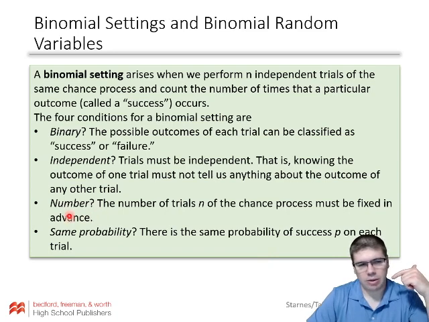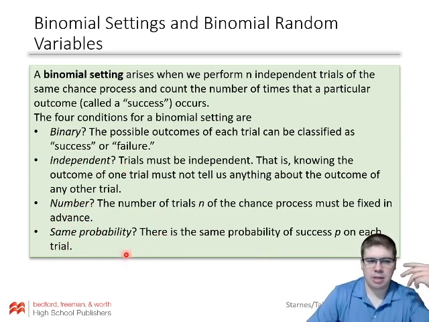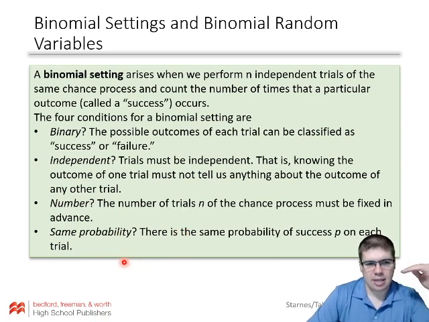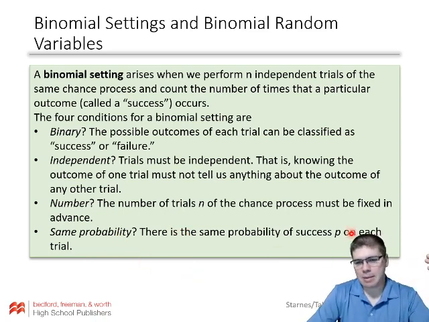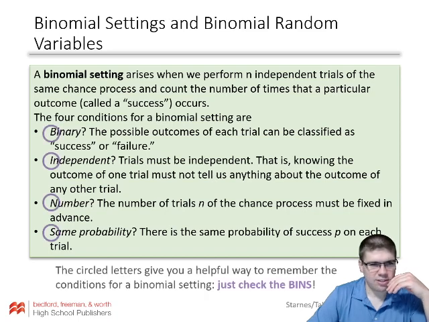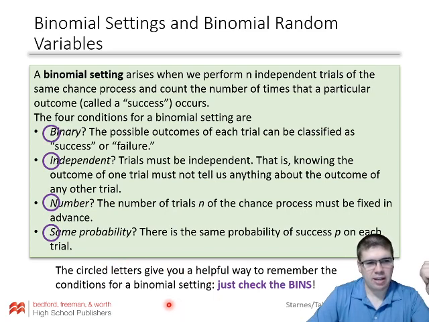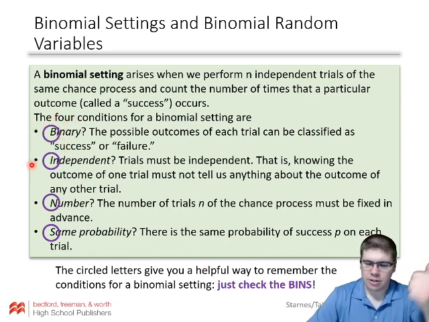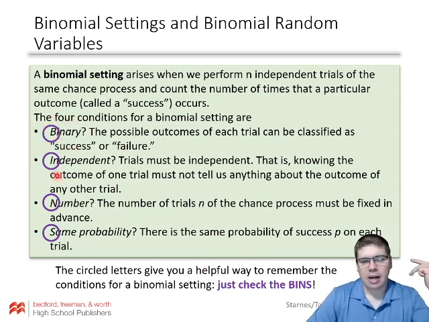They call that one number. That's a little forced because they're making an acronym out of this. And then same probability. That kind of goes with independence, but it can go with other things too. But we're dealing with the constant probability over and over and over again. The same probability of success. We'll call that p. The circled letters give you a helpful way to remember conditions for a binomial setting. Just check the bins. If that helps you, is it binary, two outcomes? Is it independent? Do we have a fixed number? And then are we dealing with the same probability?